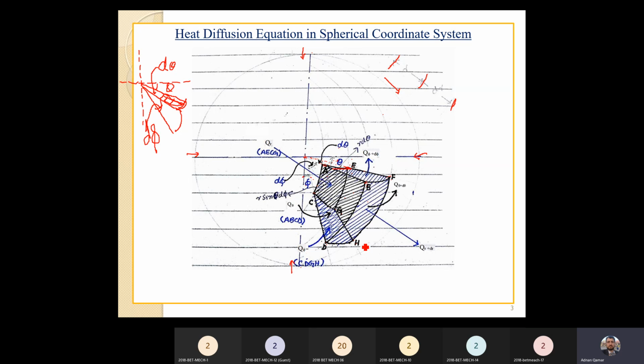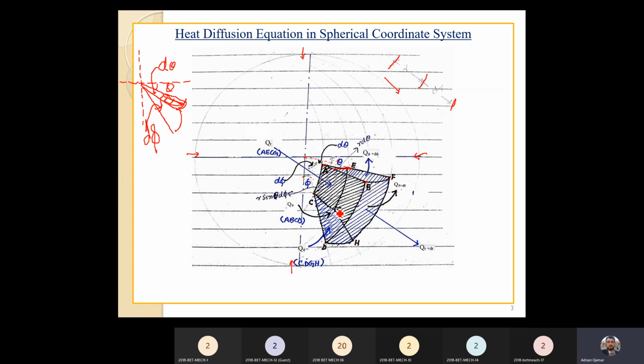EFGH. I am again repeating. Q theta is heat entering from the left side on area A, B, C, D, and Q theta plus d theta is heat leaving from the right side from area E, F, G, H. And why is it Q theta plus d theta? Because it is crossing the thickness d theta. It is always perpendicular to the surface.